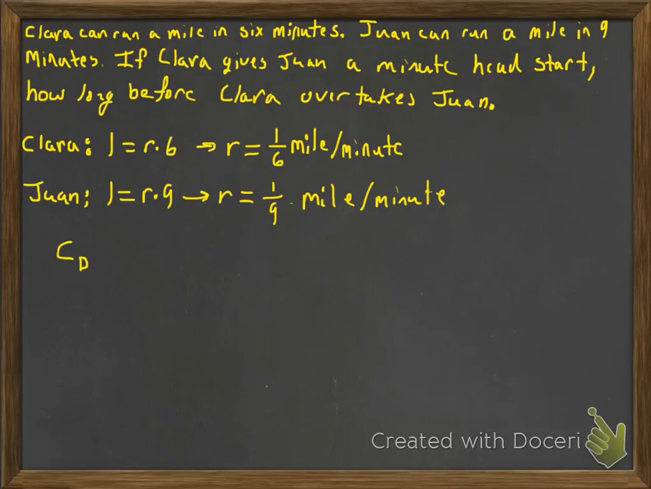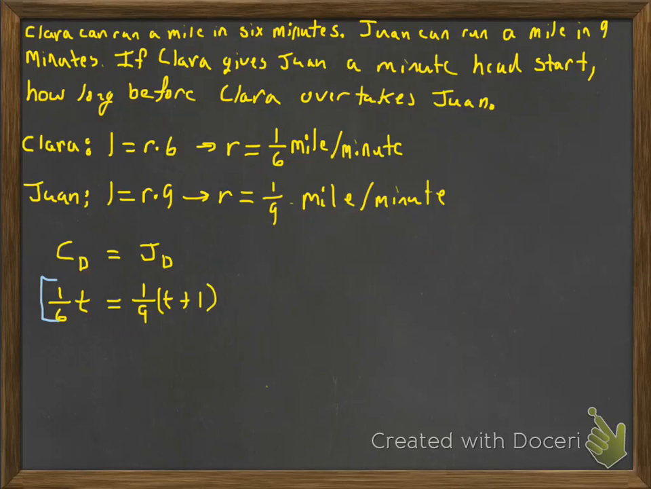So Clara's distance is going to be equal to Juan's distance. So Clara's distance, she has a rate of 1/6, and in her time t. Now what we'll do is write Juan's rate, which is 1/9, and then since he got a 1 minute head start, we're going to add 1 to that.